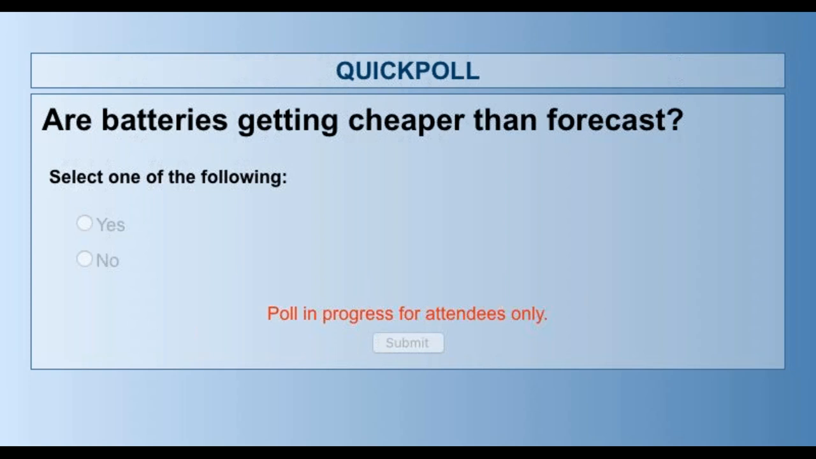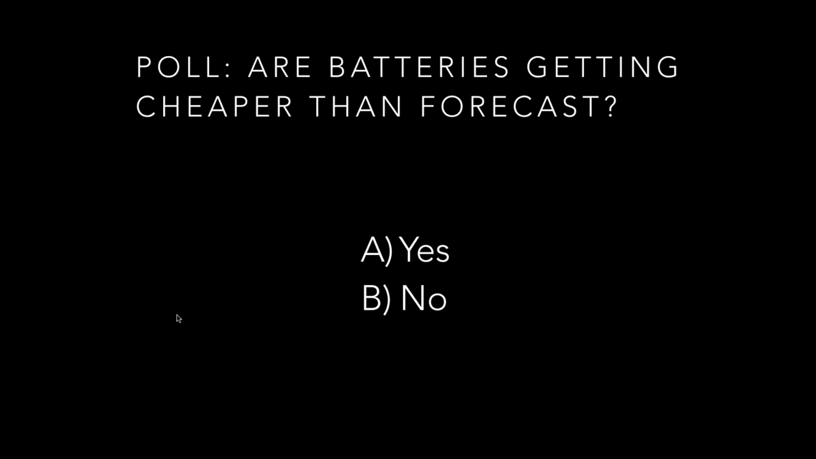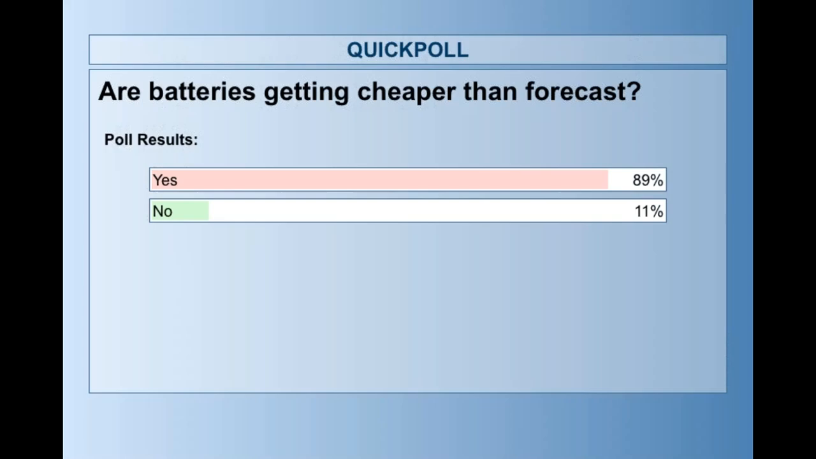You can find it again on your GoToWebinar bar and put it in. We'll hold it open for about another 10 seconds or so to give folks a chance to put in their response. But if you're busy in another browser tab, because I've already bored you, that's quite all right, I understand. And we'll just go ahead and talk about the results that we've got so far. So it looks like about 90% of folks have agreed that batteries are getting cheaper than forecast.